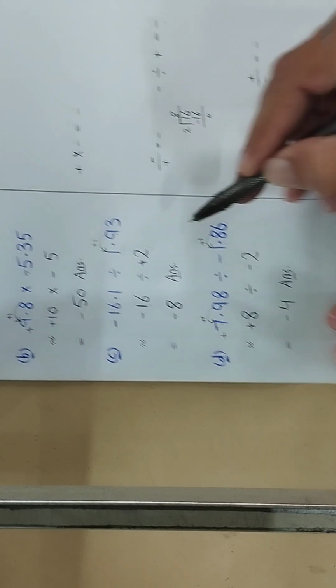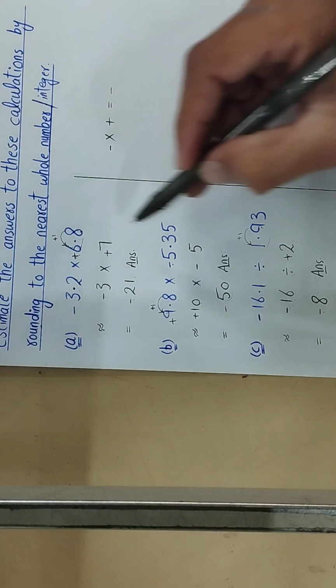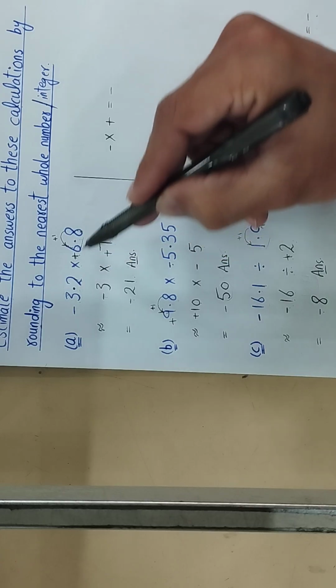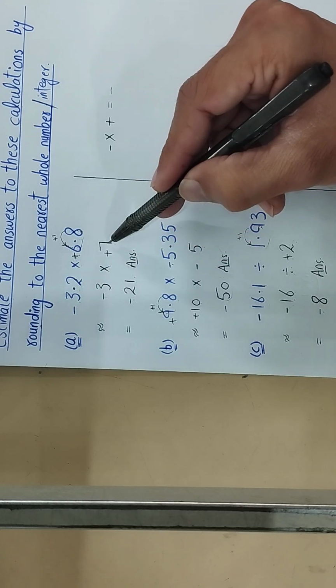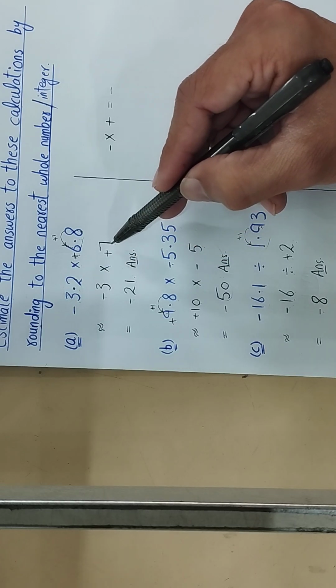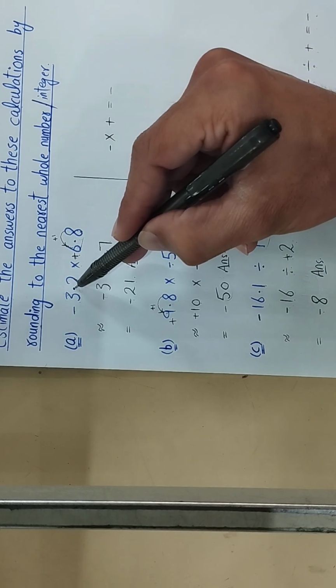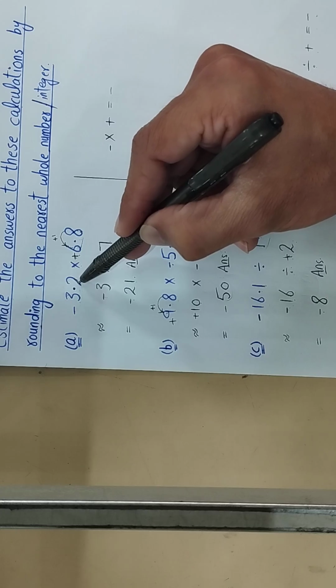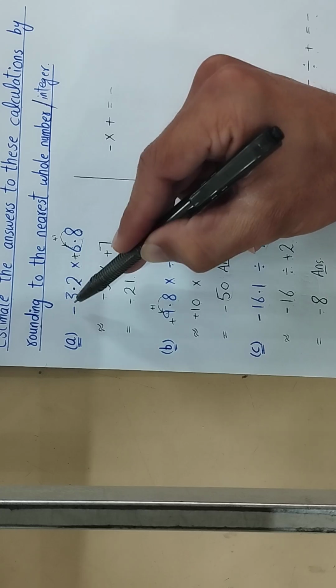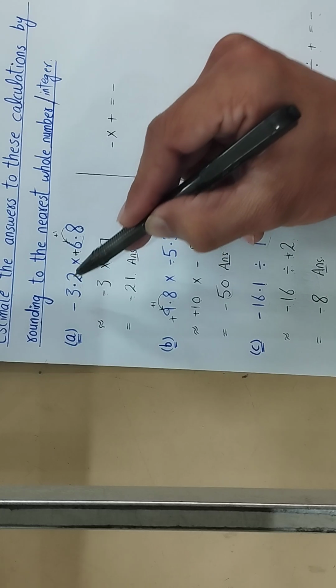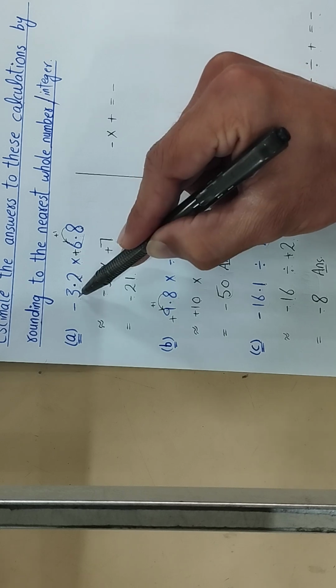Our answer is minus 4. So there are two steps of this question. First step is round off the decimal numbers to change them into integers. ठीक है? Then divide to get the answer. How to round off? To round off a number, see the first digit after the decimal point. If it is 5 or more than 5, then increase this number by 1. If it is less than 5, then keep the number same.